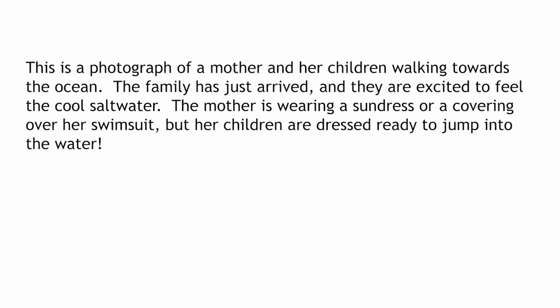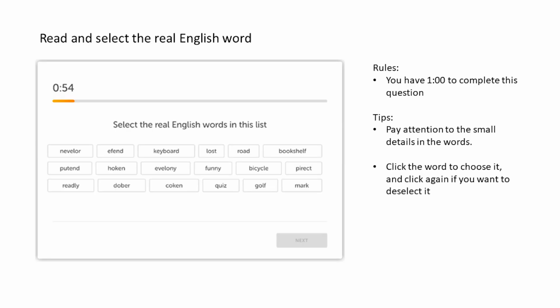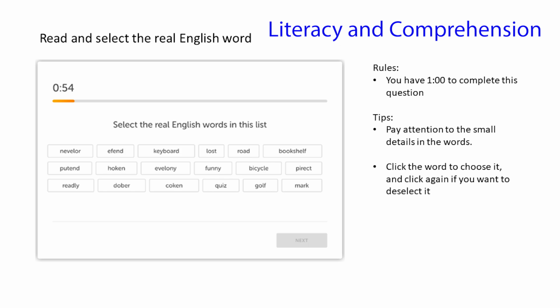The Read and Select the Real English Word question type is testing you for literacy and comprehension. You have 1 minute to complete this question, and that means once you see the slide, the timer starts and you have 1 minute to read and click the ones that you think are actual English words.